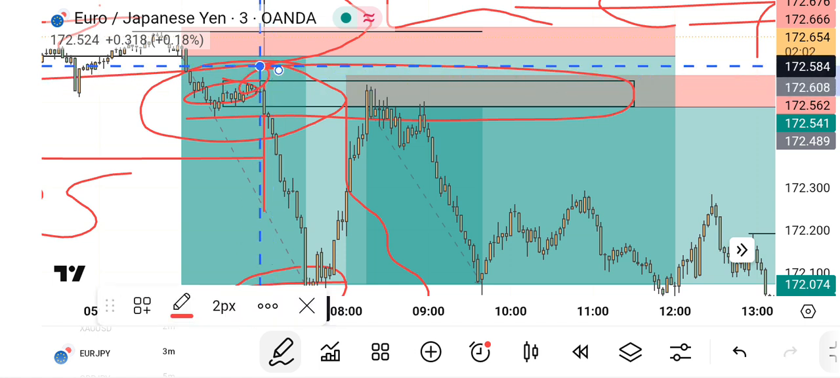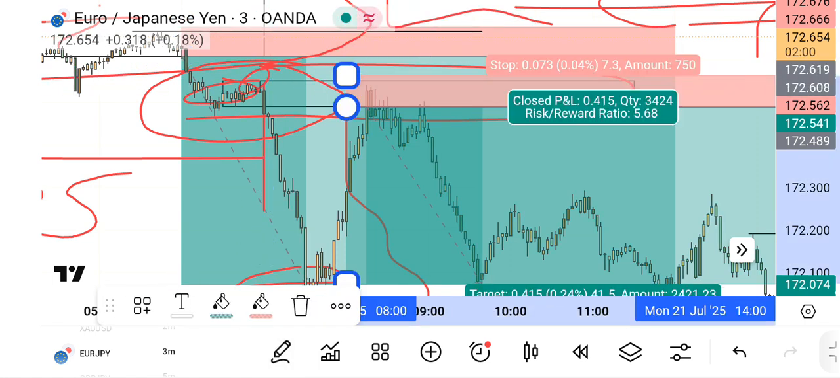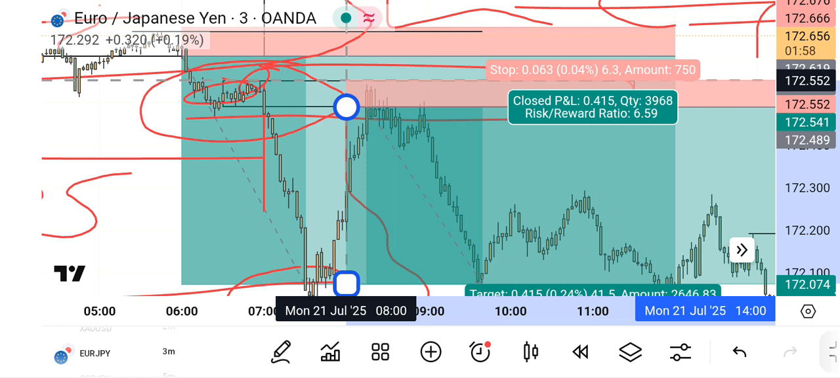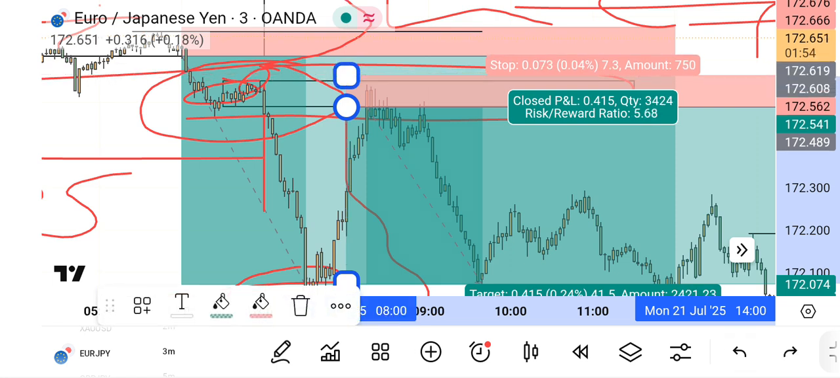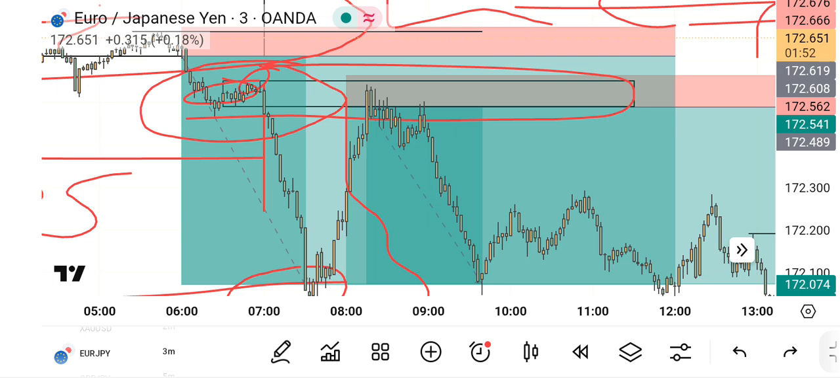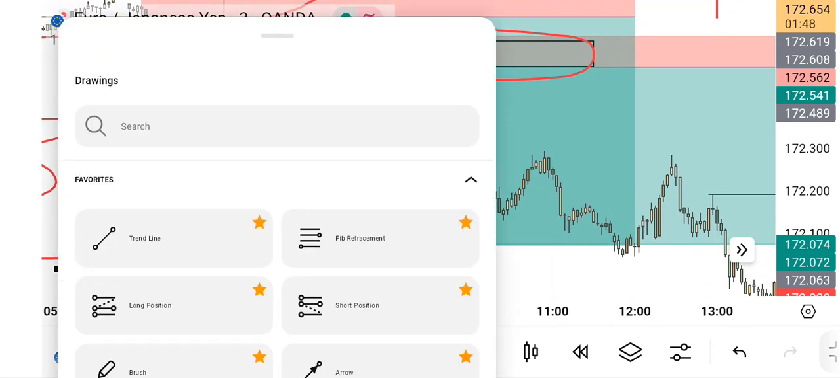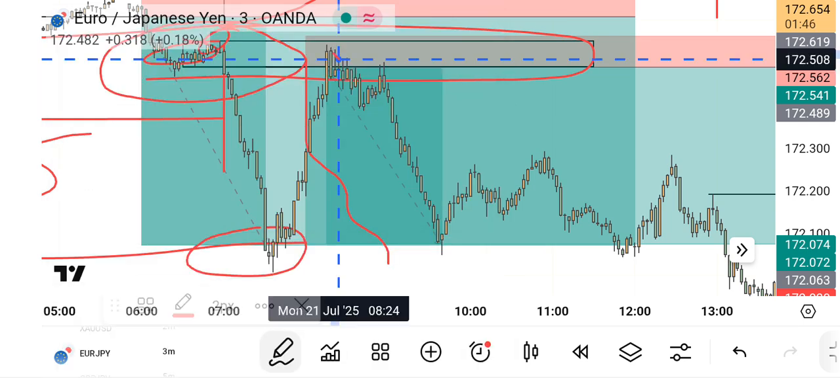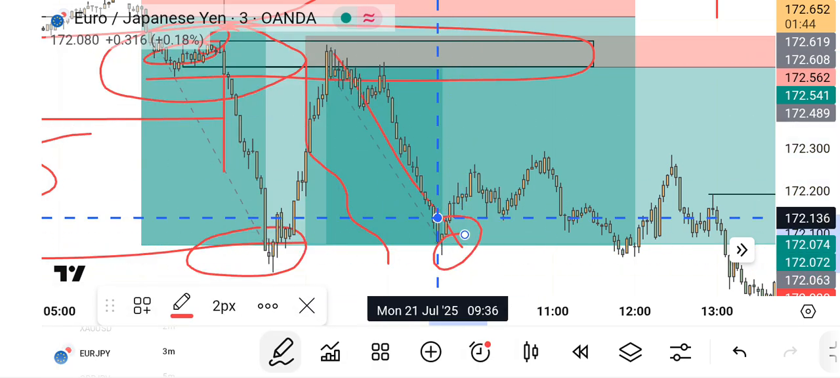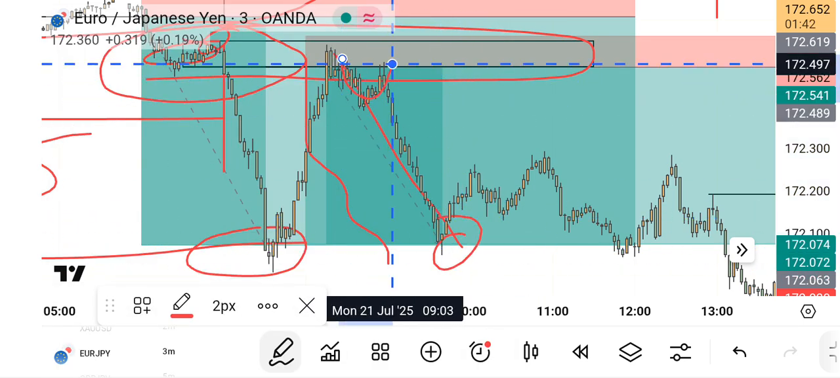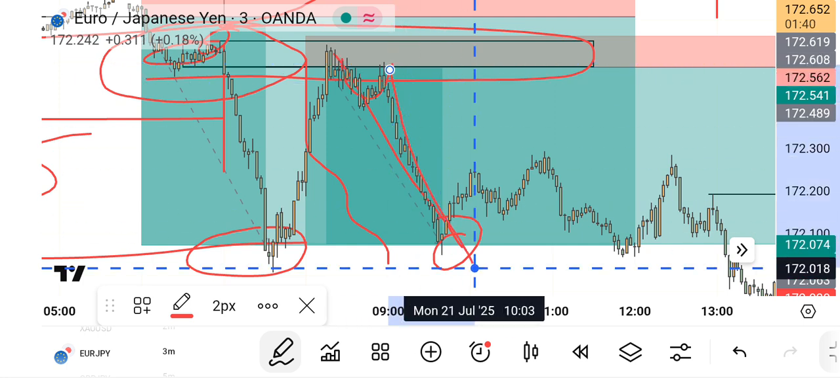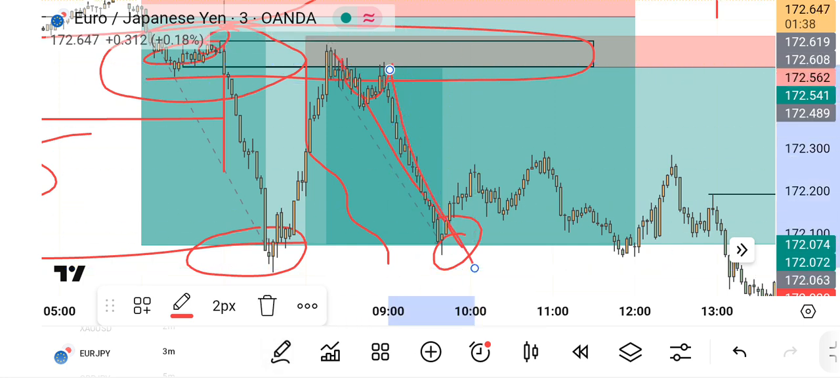Then my stop loss was supposed to be here, but I shifted it up a bit to this zone in case the price got there and got rejected. So the price started dropping from there straight to my take profit. You see, the price came back again and still dropped. So that's how I got my second entry.